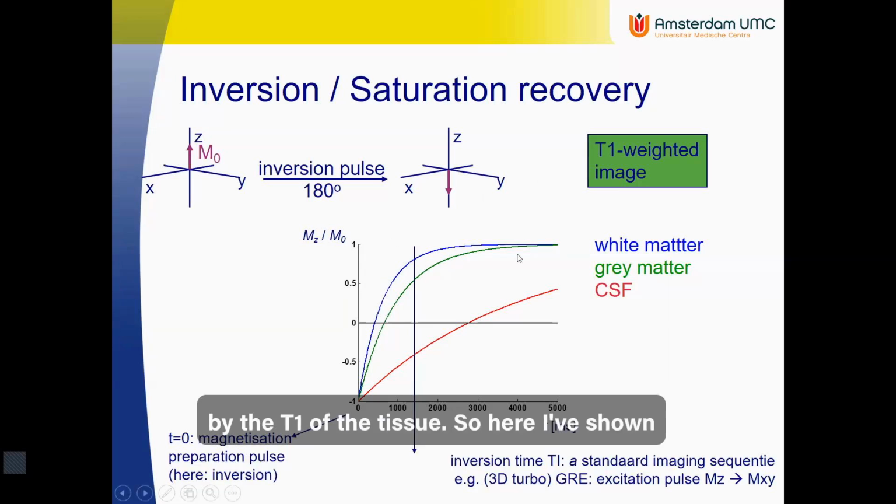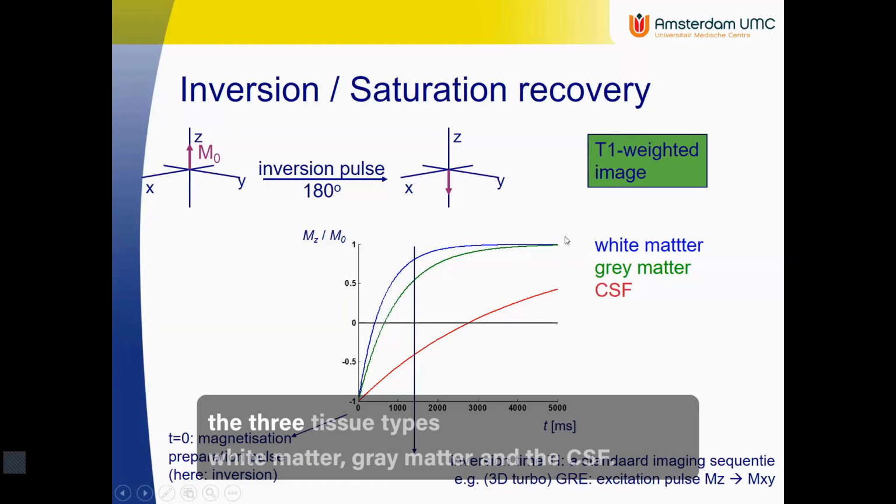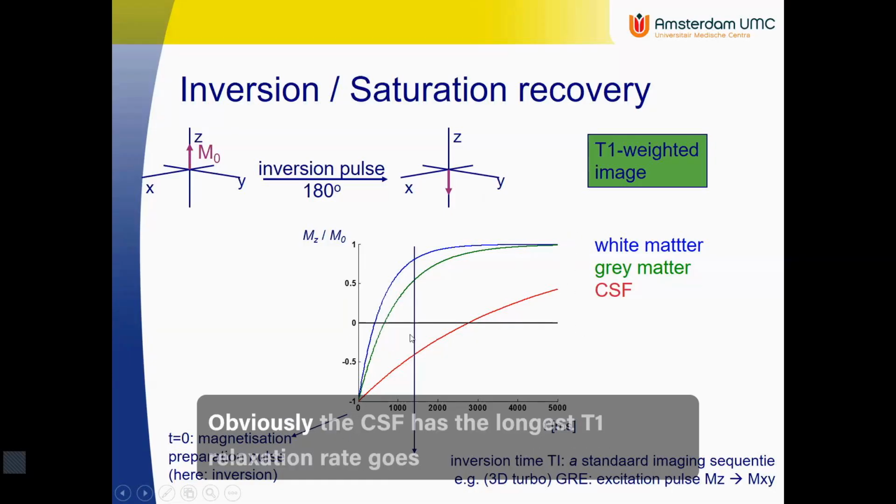Here I show the three tissues: white matter, brain and CSF. Obviously, CSF has the longest T1, the slowest relaxation rate.